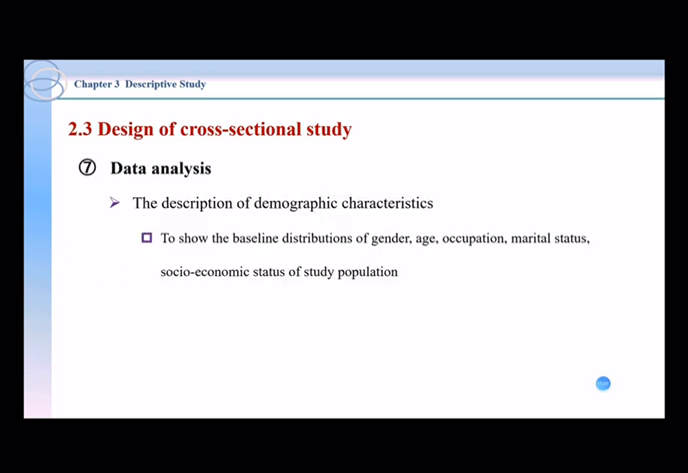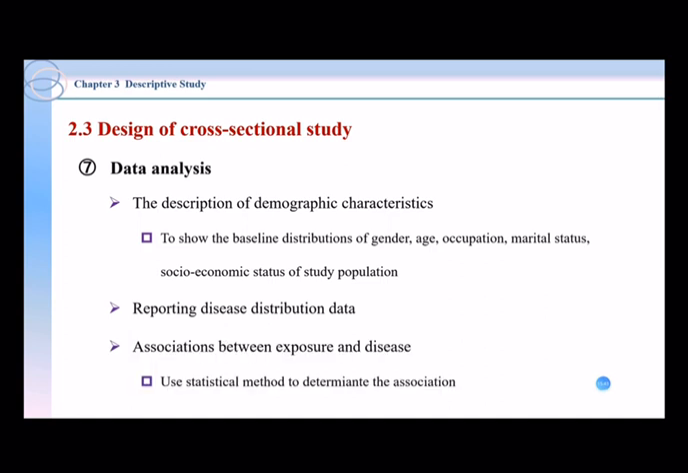And the final step in the design of a cross-sectional study is the data analysis. In this step, we usually describe the baseline demographic characteristics in order to show the baseline distributions of gender, age, occupation, marriage status, and socioeconomic status. We also can report the disease distribution in the entire population or by different groups, for example, different age groups, different gender groups, and so on. And the final data analysis tries to analyze the association between the exposure and the disease that we are studying. We can use statistical methods to determine the potential association between exposure and the disease.